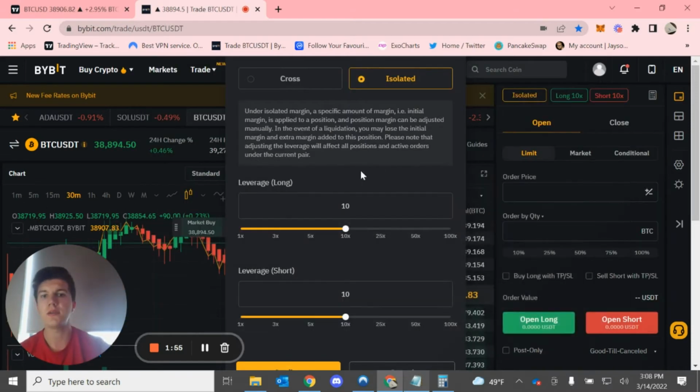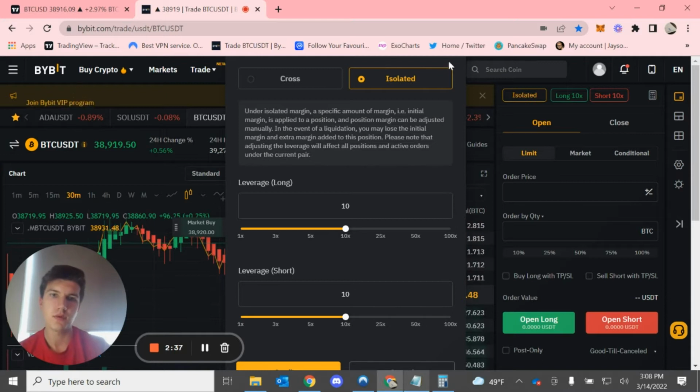I highly recommend that you do not use cross margin ever, especially as a beginner, until you really figure out what you're doing and become more of an expert trader. Because if you forget about a position and you have cross margin on, you can probably lose your whole account, and that would not be good. So I recommend isolated margin. It's much simpler to calculate and it doesn't eat your whole trading capital.